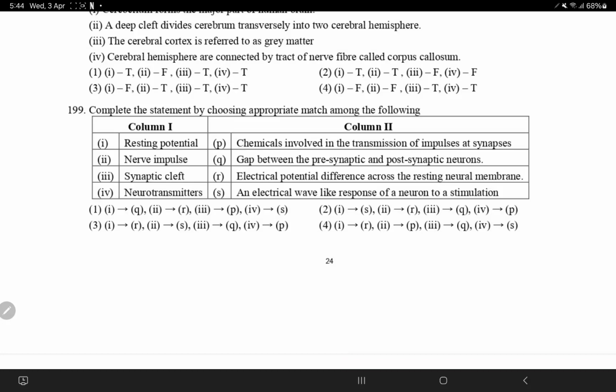Option 4. Resting potential: electric potential difference across the resting neural membrane. 1 is R. So 2 is nerve impulse. Nerve impulse is an electrical wave like a response of the neuron to the stimulation. 3. Synaptic cleft: gap between the presynaptic and postsynaptic. Neurotransmitter: chemicals involved in the transmission of impulses. Option 3.